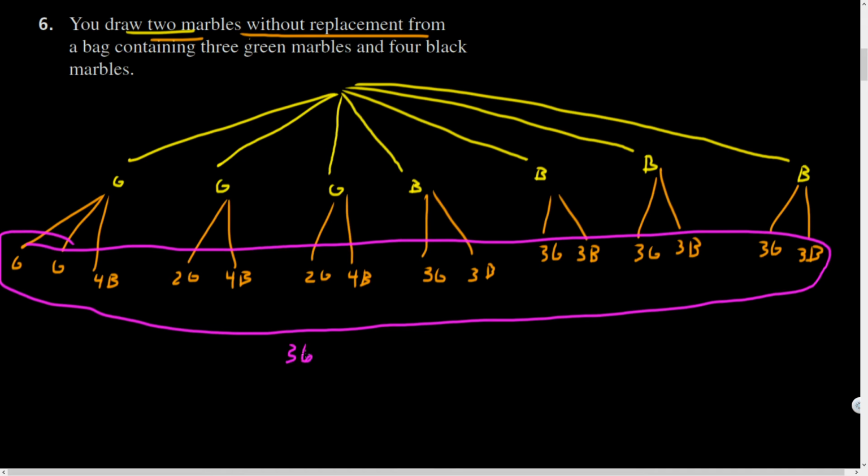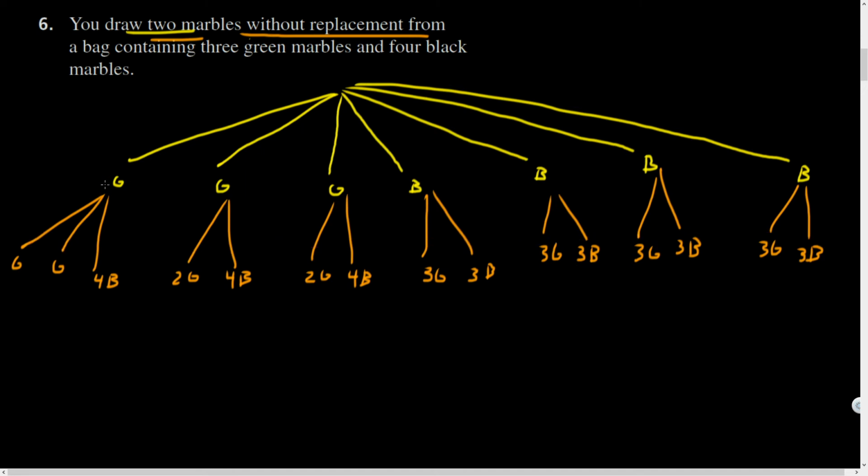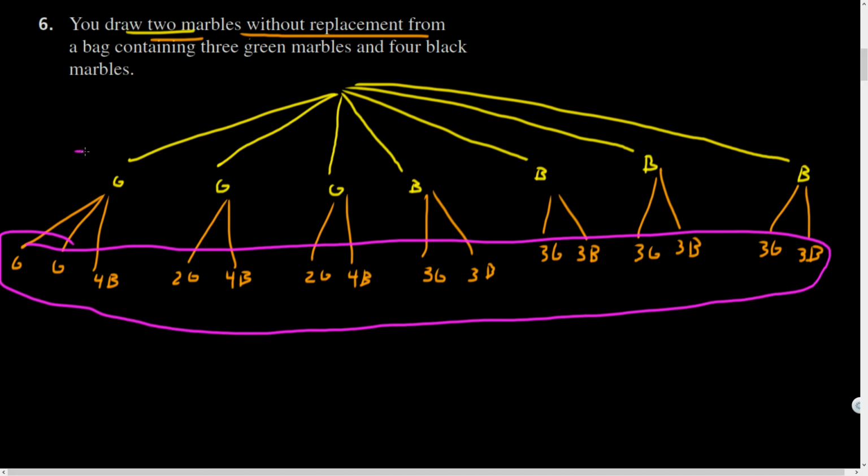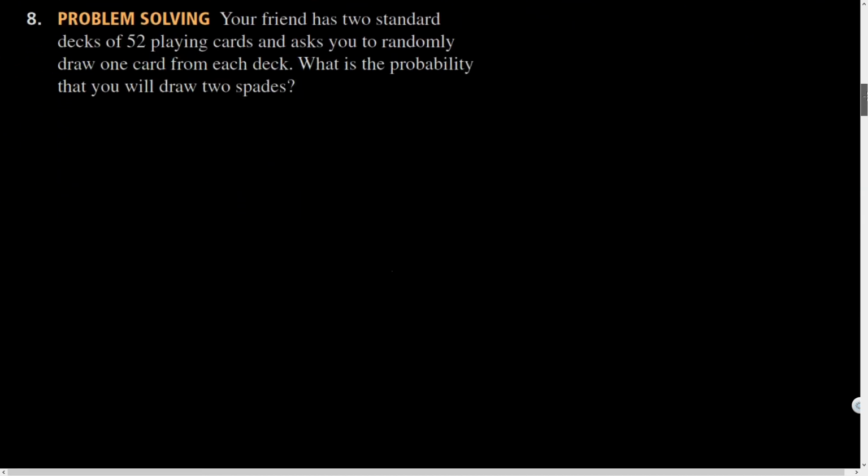Did I do that right? No. Here we go. There were 7 here and 6 after each choice. So 7 times 6, that's 42 ways that could occur. All right, let's keep cruising.